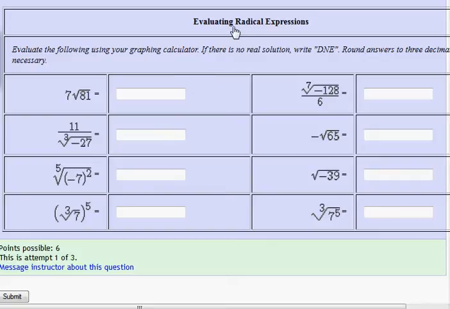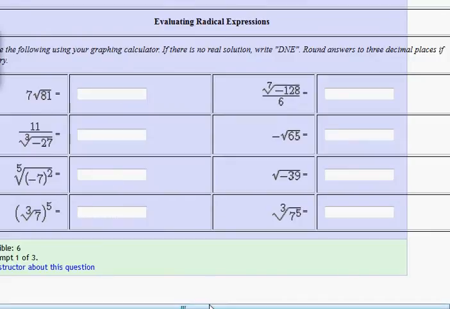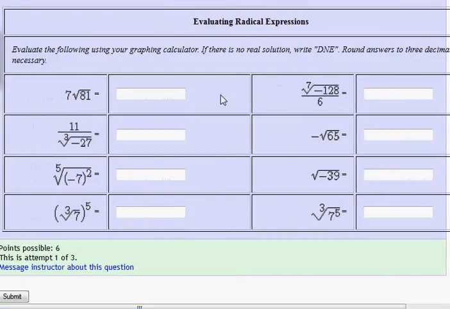In this problem, we're given several radical expressions and we are to evaluate each using our graphing calculator. If there's no real solution, meaning the answer comes out to be a complex one, we are to write DNE for does not exist. When we do get an answer, we are to round our answers to 3 decimal places if necessary. The first one is actually pretty easy.